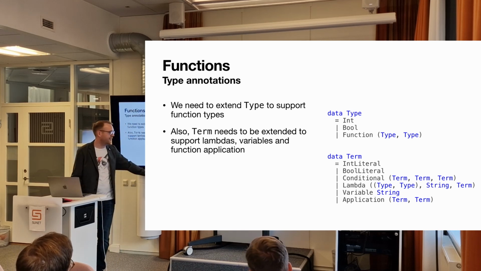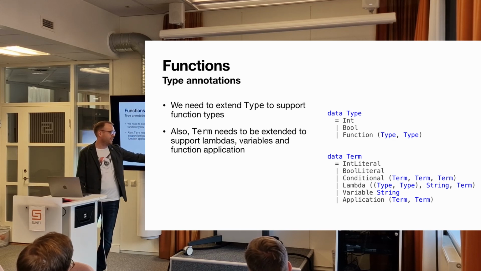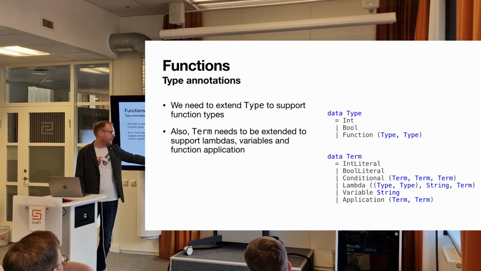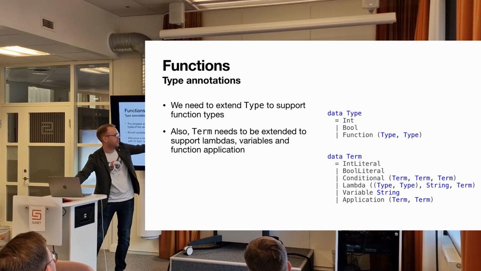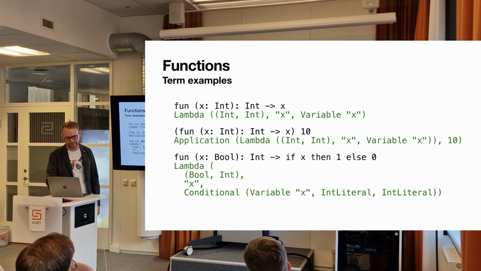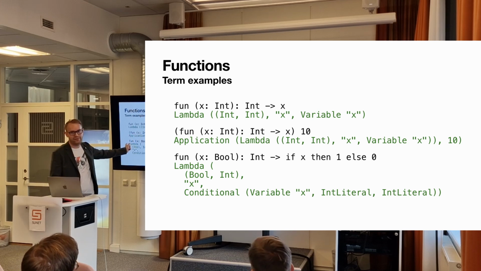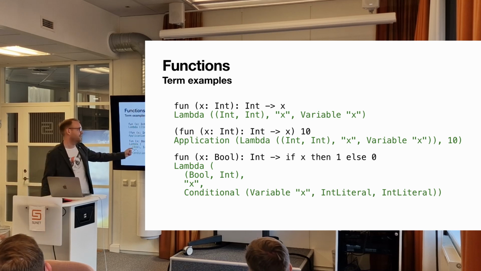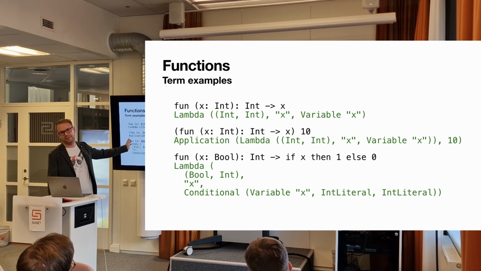Also, we need to extend the term type with a bunch more constructs. So we've added lambdas, which is a function definition. Variables, which is any time you mention a variable, like X in the example here. And also function application, like when you run a function. So just to give you some more term examples, this is how a user might write a simple identity function, but we don't support polymorphism, so this is only for one integer to another. What it does is get an integer as input, and it returns the same integer.